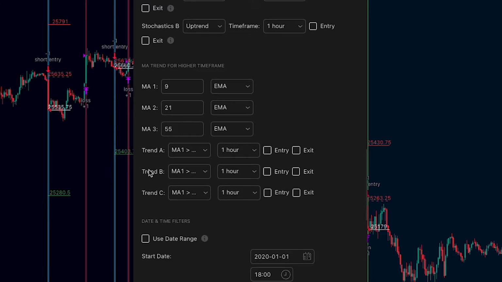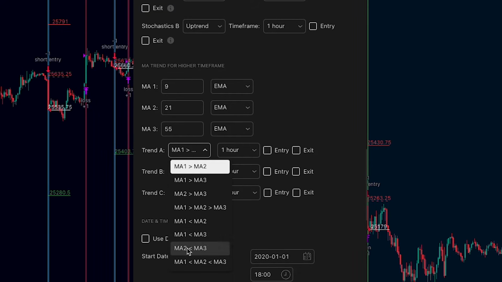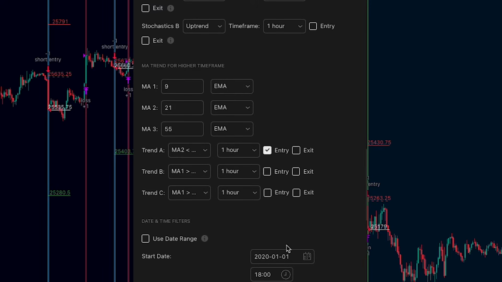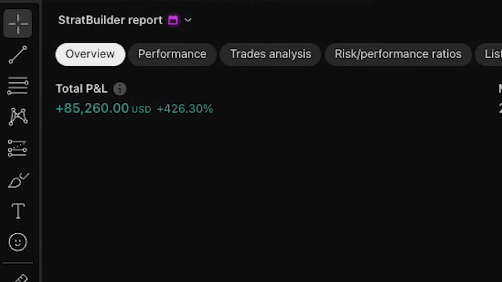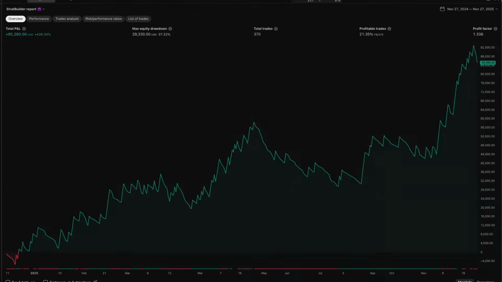So let's go to the strategy builder, go to MA trend for higher time frame, select MA2 is less than MA3 on the 1 hour, and click entry. With that change alone, our strategy results over the past year went from this to this. 436% total P&L and a much better equity curve.